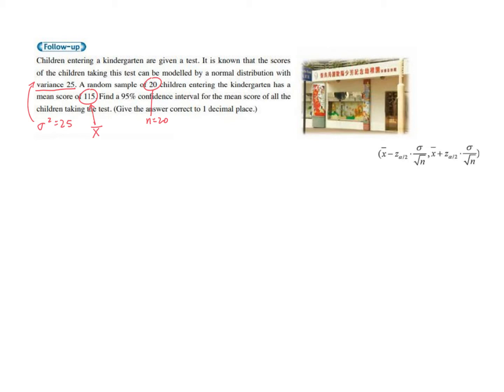And find a 95% confidence interval. So 95% confidence interval means that you have to substitute z equals 1.96. So you have to find the 95% confidence interval for the mean score of all the children taking the test. So if you can get all the information from the questions, and if you remember the formula, then I think the rest would be very easy. Okay, so please stop this video and try to do it yourself.